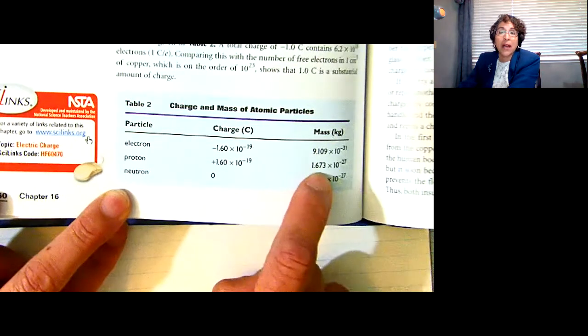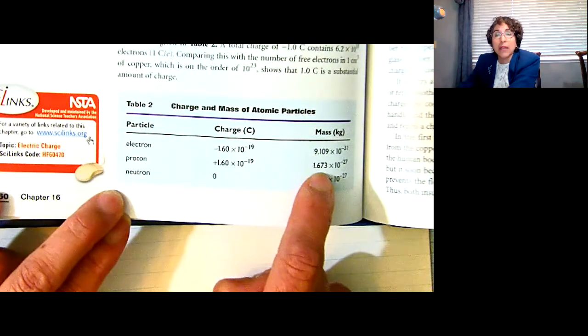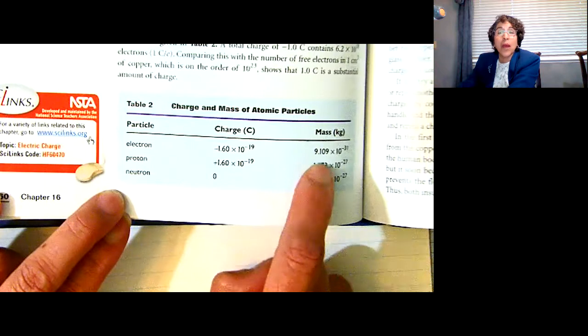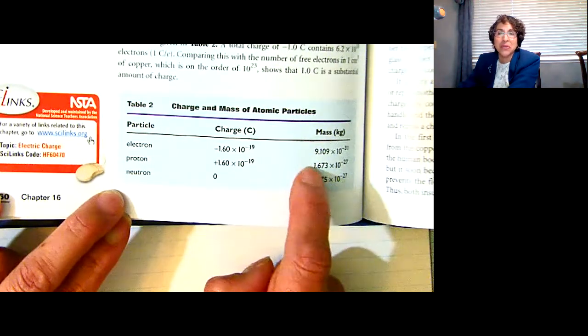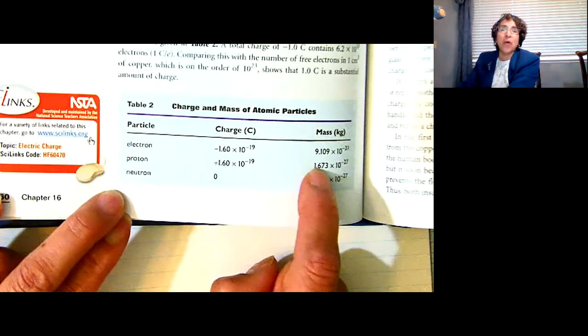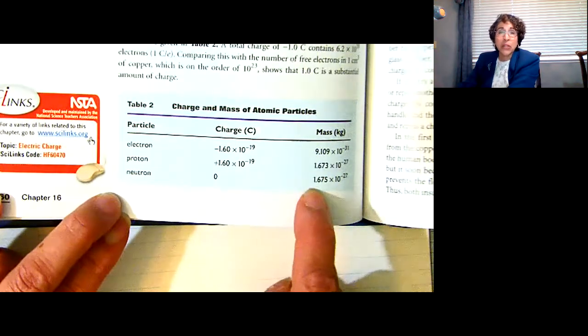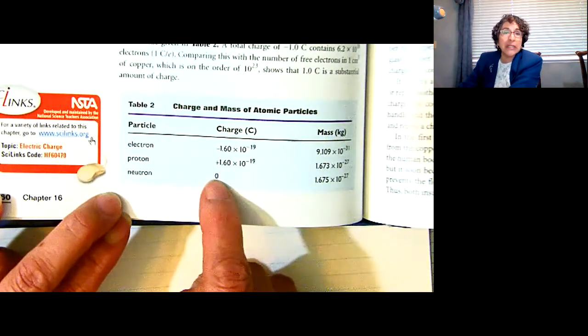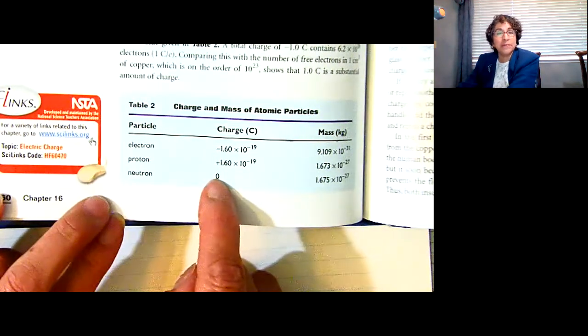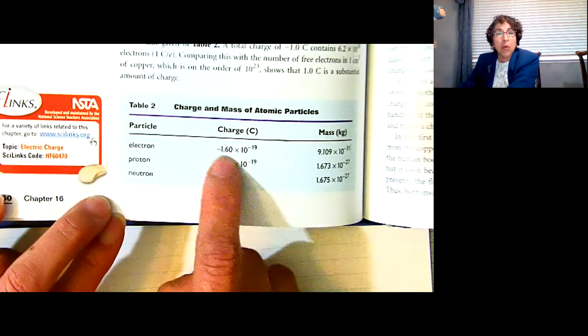In fact, a proton's mass is way, way more than the electron's. How do I know? There are fewer zeros in front of these numbers because the proton has a lot more mass than the electron. For the neutron, here's the mass, but there's no charge because it's neutral. There's no net charge. Okay, so this is the number that I want, negative 1.60 times 10 to the negative 19.